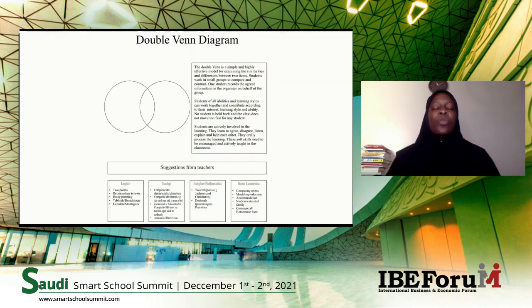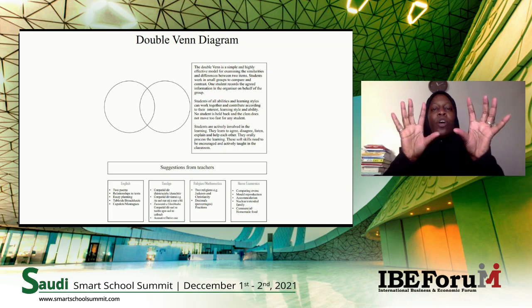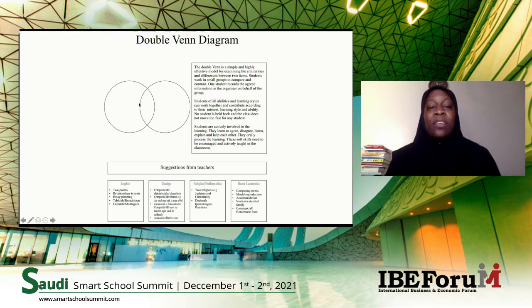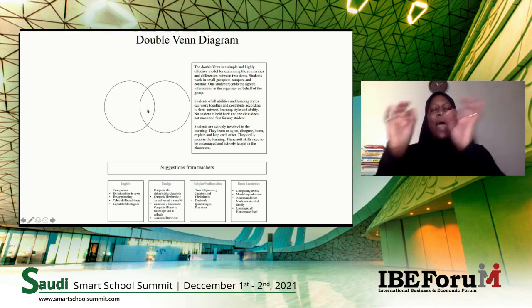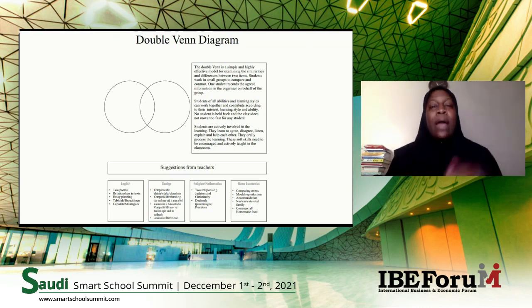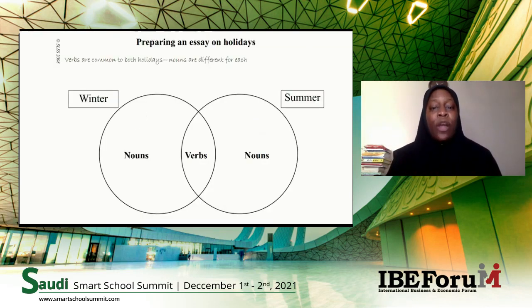Venn diagrams, which I love, where you're comparing 2 different concepts, but the challenge here is to get the students to think about what actually is an overlap between them, and modeling this is really, really key. Doing this as a whole group activity is very powerful.